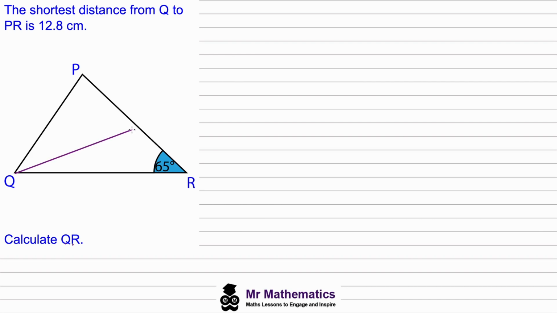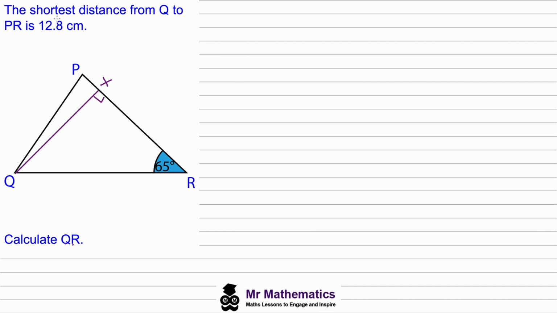But we need this line to be as short as possible. Well, if I was to start over here and head towards P, you can see the line's getting shorter. And as we continue to head towards P, and this forms a right angle with the line P to R, well, this is the shortest possible distance that this line can be. This is where it forms a right angle. We'll call this point X.